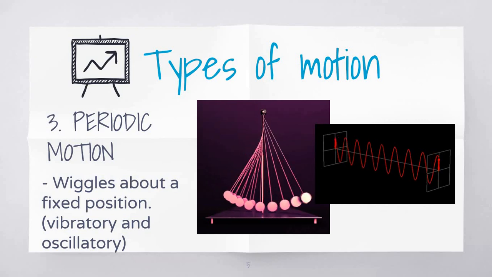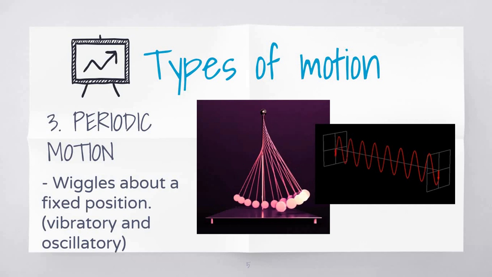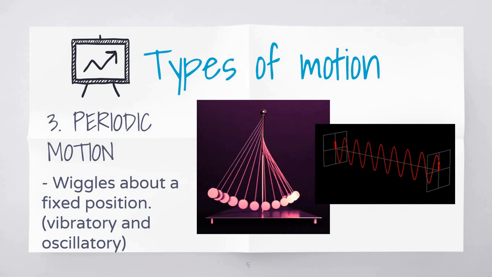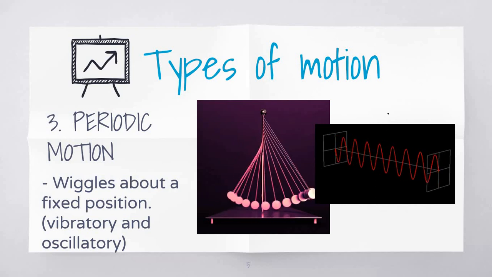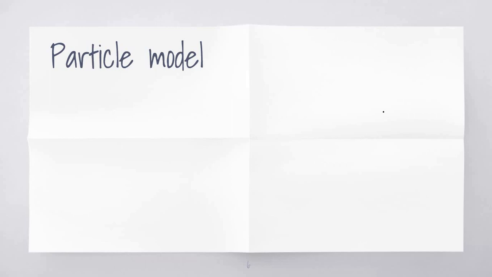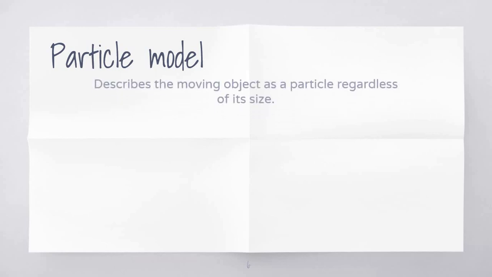So I'll review. We have three different types of motion. Number one, translational. Second is rotational motion, and the third one is periodic motion. All right, the next thing is that every time we deal with classical mechanics, you would definitely see a lot of the particle model. So what is a particle model? The particle model describes the moving object as a particle regardless of its size.